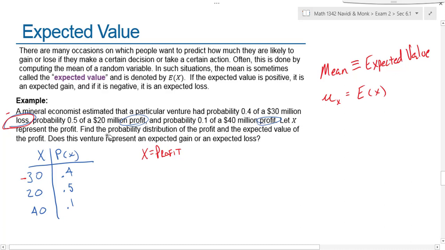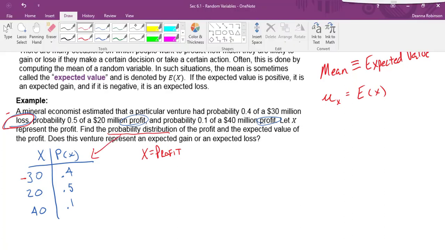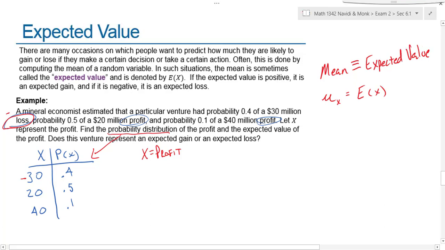So we did the first part of this. We found our probability distribution. This is your probability distribution right here. Now we've got to find the expected value. Remember, the expected value is the mean, and the expected value, we said, is equal to the sum of the product x times p of x.